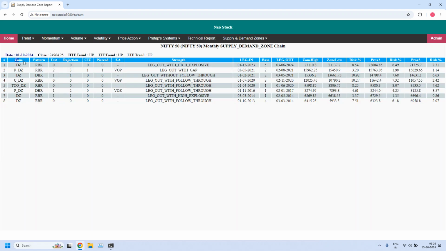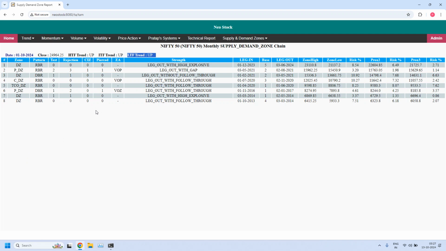Always look into the zone column to find the high liquidity zones, and also look into the pierced column. If any of these zones are pierced, they are not valid. And also look into the LTF trend for the trend of the current time frame you have selected. I have selected monthly, so it is monthly trend. One time frame higher is ITF and one more time frame is HTF. That way you need to understand the rest of the reports.